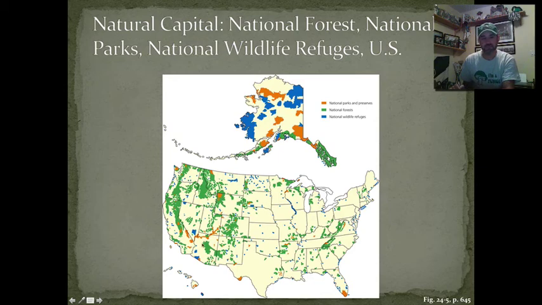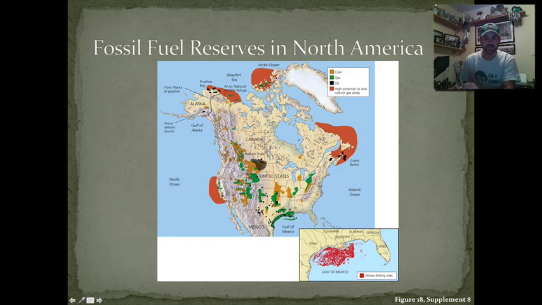But if you look at this map of national parks and wildlife refuges, then look at this one, which shows all of our fossil fuels in North America. Many of our fossil fuels of coal, oil, and gas are found within those national parks. So if we didn't have Teddy Roosevelt and John Muir helping to protect the land, companies would just go in, destroy it, and dig up the coal, oil, and gas that are found within that particular area.